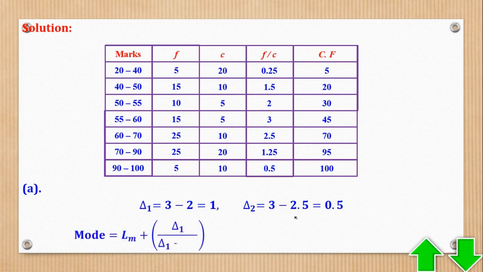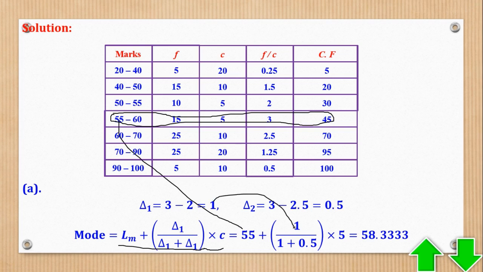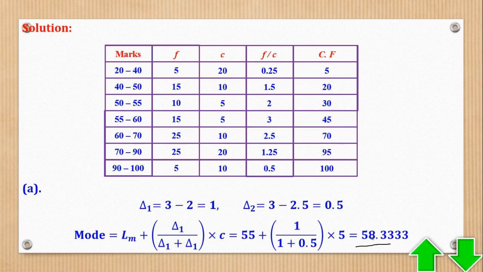Then I can substitute in the formula for the mode. This formula is available in your math logbooks, so there's no need to quote it wrongly. Remember, I have got this as the modal class, so the lower class boundary will be 55. D1 we got as 1, and D2 as 0.5. The class width of the modal class is 5. With that, you can use the calculator to get the output.